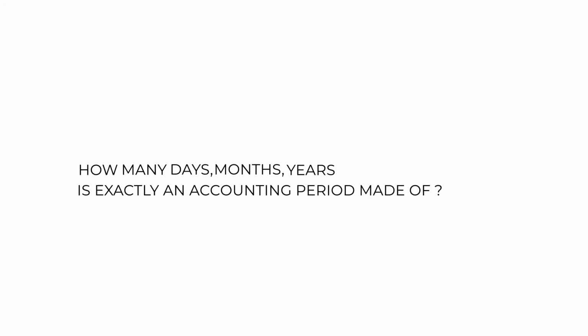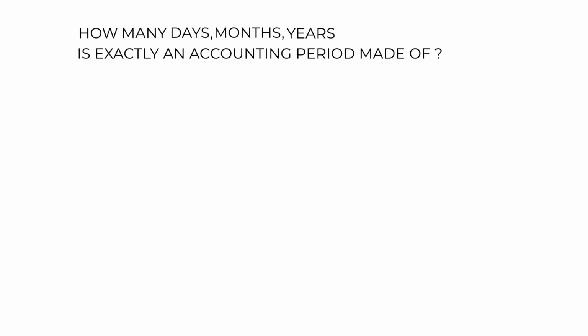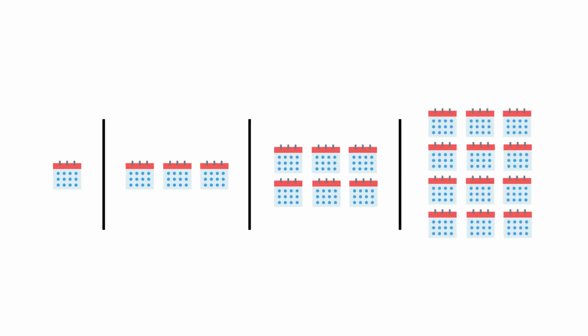Now, the next question is how many days, months, or years is exactly an accounting period made of? For a company, an accounting period could be any duration of intervals like 1 month, 1 quarter, 6 months, 1 year, etc. However, the company has to follow the period strictly after they decide the duration of that very period.